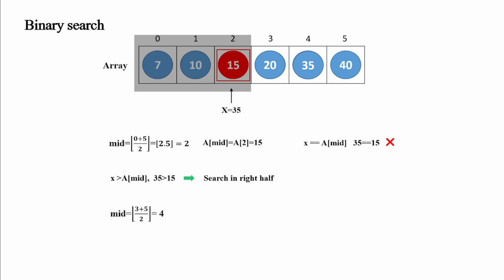3 plus 5 is 8, divided by 2, rounded down, and that gives us index 4. At index 4, the value is 35. We compare again, and yep, 35 equals 35. Boom. We found the number. That's the power of binary search.